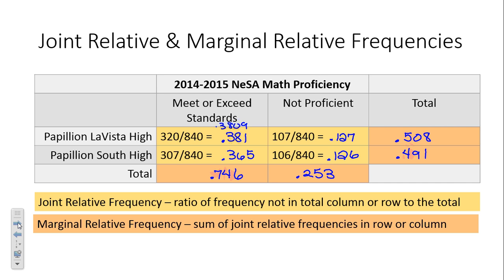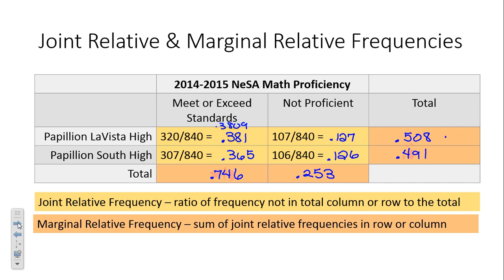So far so good? Now, let's think about what this actually means. What does this total of 0.508 in this row mean? What would that be as a percent? 50.8%. Okay. What does that mean? 50.8% of the students were what?